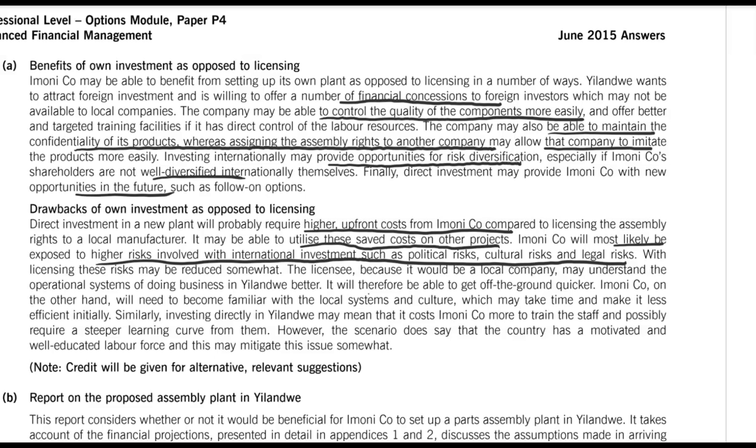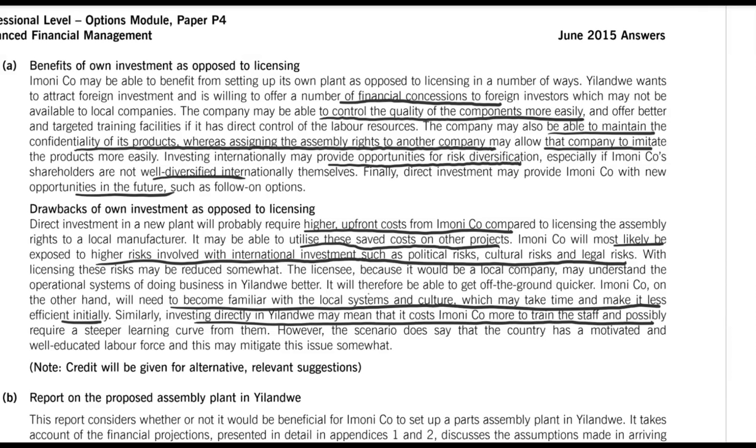A mining company, on the other hand, will need to become familiar with the local system and culture, which may make it less efficient initially. So you need time in case of direct investment to get familiar with the local system. Investing directly in Yilandwe will mean that it costs a mining company more to train the staff and possibly require a steeper learning curve from them. However, the scenario does say that country has a motivated and well-educated labor.